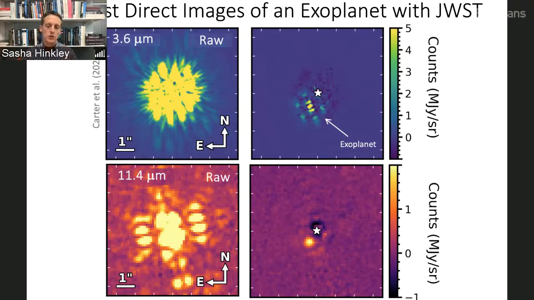The subtraction of the residual scattered starlight noise, the PSF, if you will, really depended on the repeatability of the observations from the science target to the reference image. And that allowed this really excellent high fidelity detection of these planets to come through.